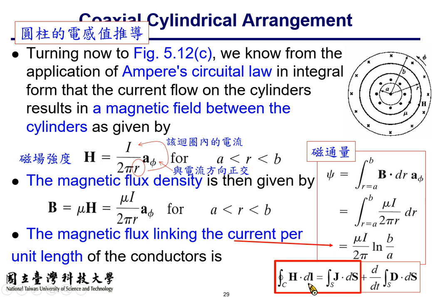So here's the expression for magnetic field intensity, and here's the expression for magnetic flux density, which is just multiplied by the permeability of the space. The expression is only valid for R greater than A and smaller than B. The total flux, which is the surface integral of B over this cross-sectional area, can be found by taking the surface integral.